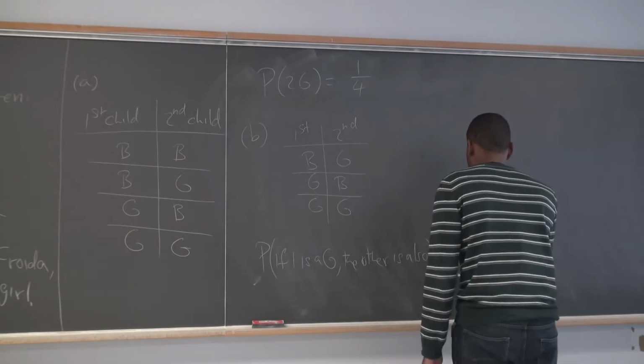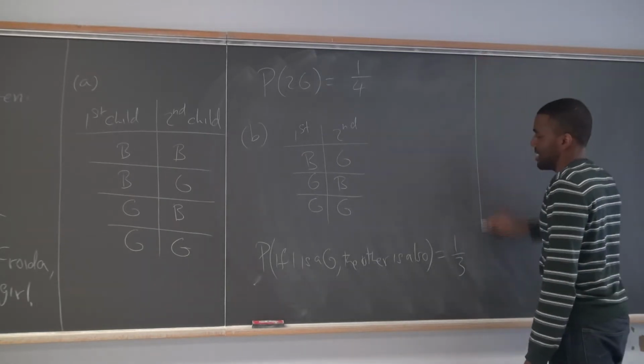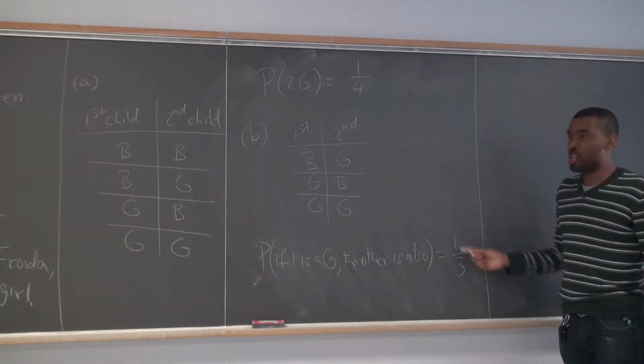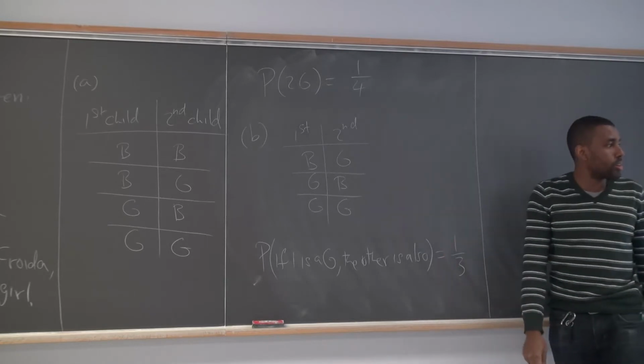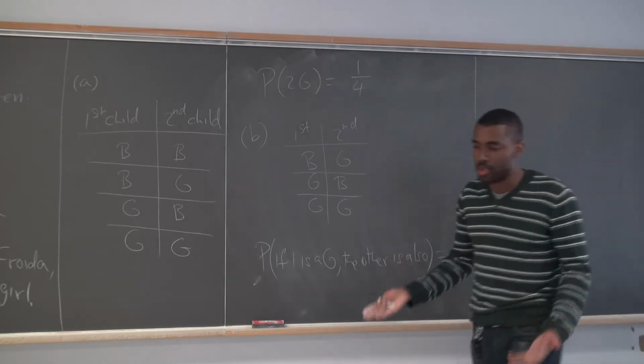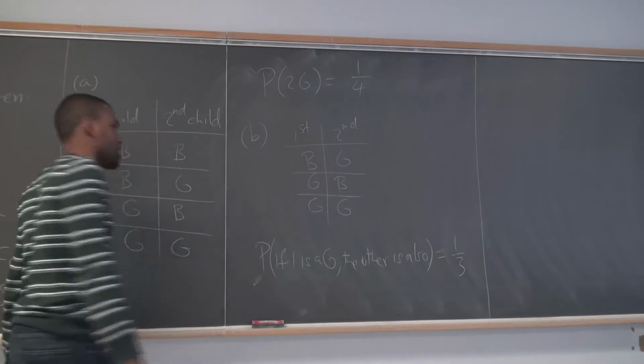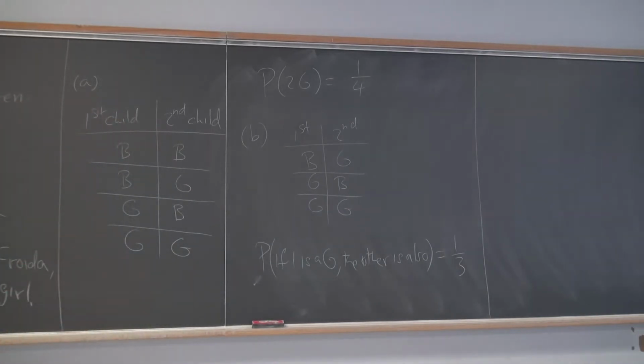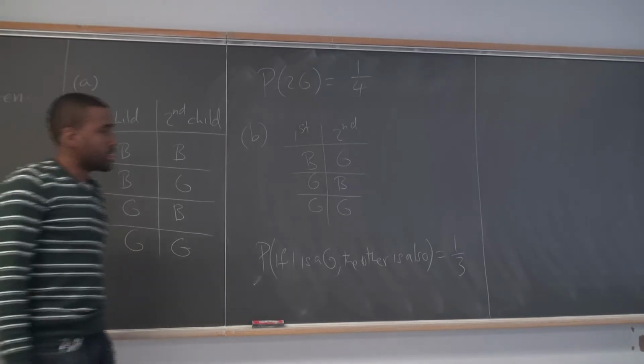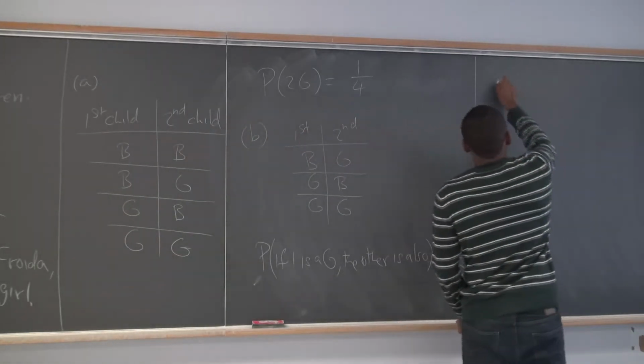This one is actually 1 out of 3. So you can see here, it's actually a completely different answer from the first one. Right? In both cases, we had 2 girls, but our situation actually changed. The chances of something happening actually changed because we were given information that cut down on the number of total possibilities we had.